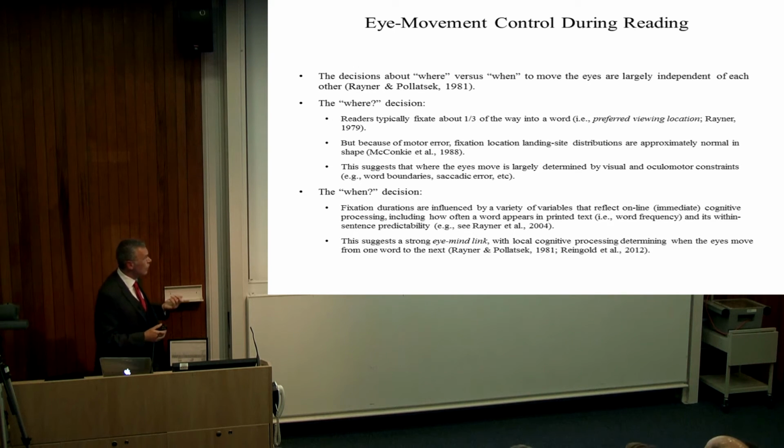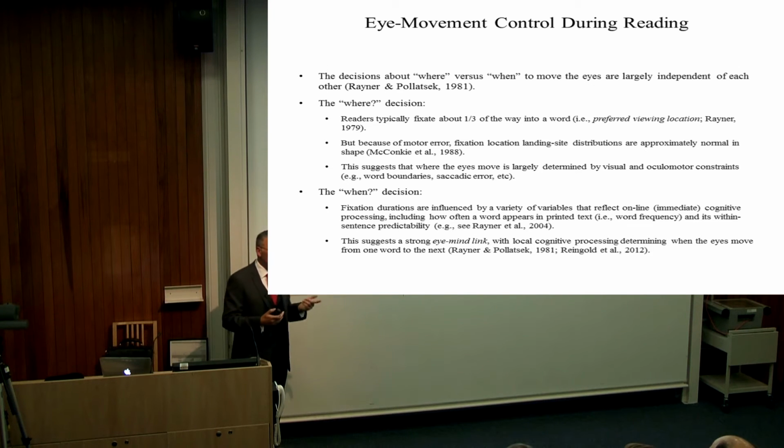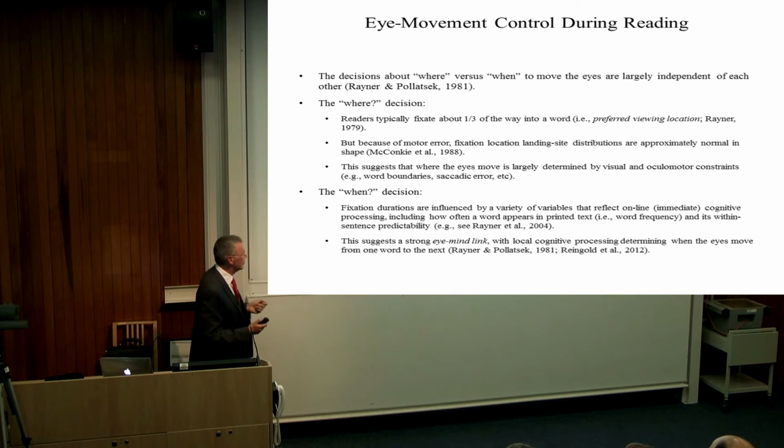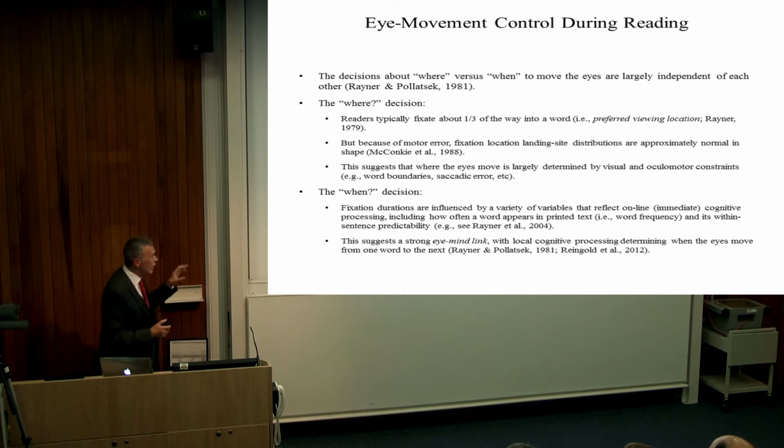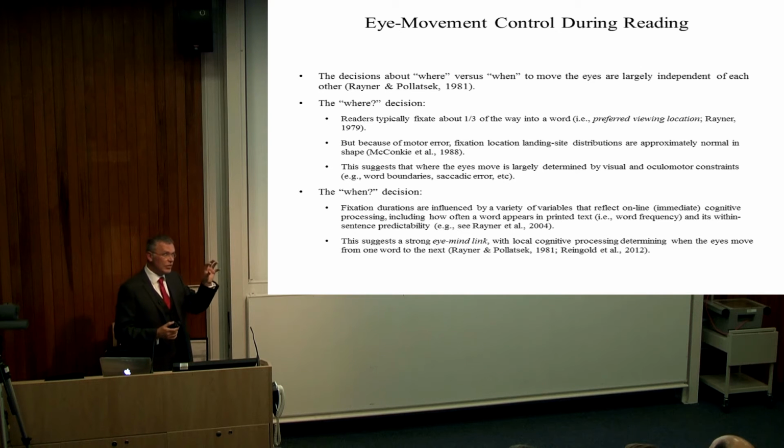Okay, and we also know that words that are predictable within a given sentence context also are the recipients of fewer and shorter fixations. So this type of evidence suggests that there is, in fact, a very strong eye-mind link, that the local cognitive processing that happens as you're identifying printed words on a page really does influence the decision about when you should terminate the fixation on that word and start moving your eyes to the next word.